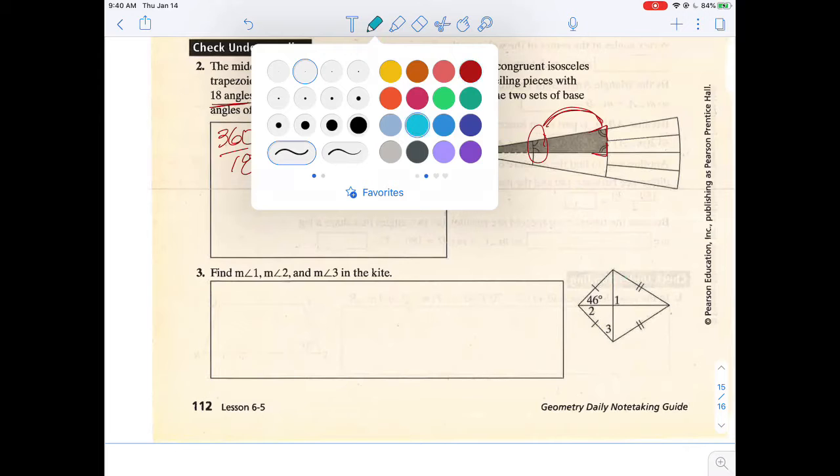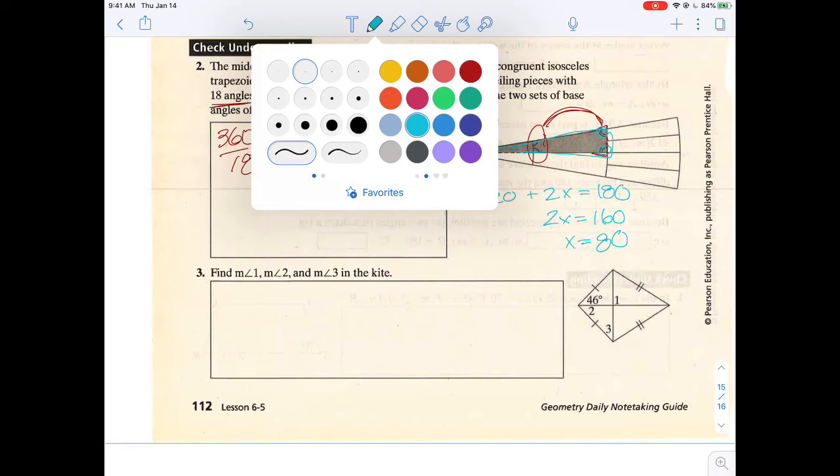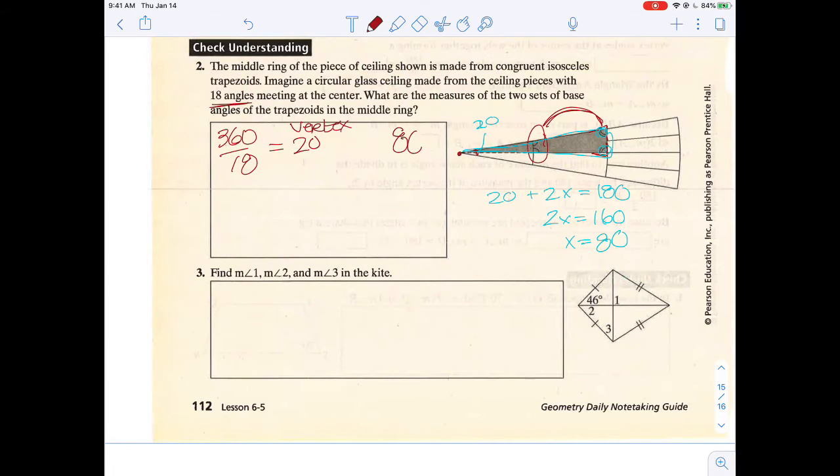So then if I look at this isosceles triangle, here I know this angle is 20. I know that 20 plus 2 times whatever this angle is, because these are the same angle, equals 180. If I subtract 20, 2x equals 160, and if I divide that by 2, x equals 80. So I know that the two base angles are 80 on the bottom. So that's one of them.